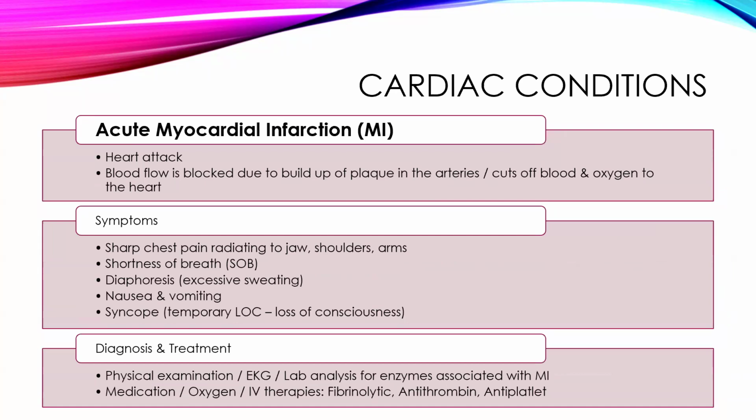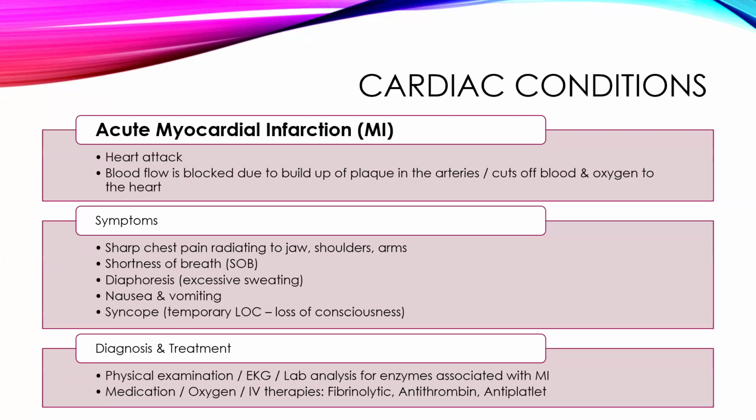All right, so I don't want to go through and just read off all these slides to you, so I'm going to start summarizing them a little bit more. But acute MI, myocardial infarction, is a heart attack. That's what you know as a heart attack. A heart attack happens when blood flow is blocked due to a buildup of plaque in the arteries, so it's cutting off blood and oxygen to the heart.